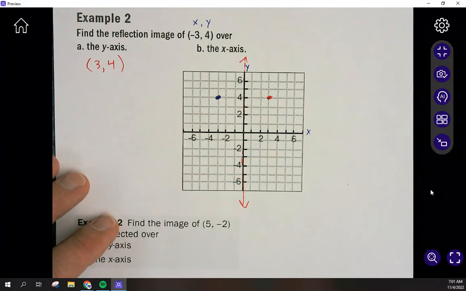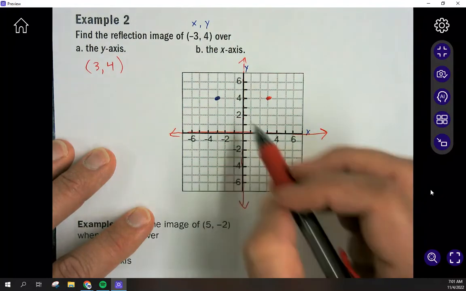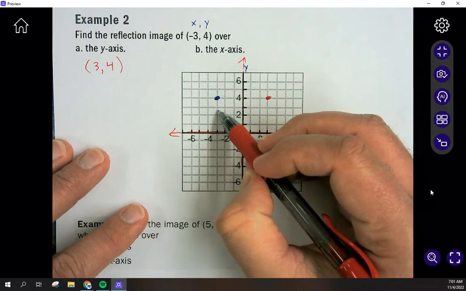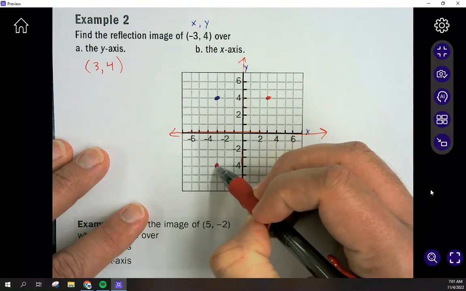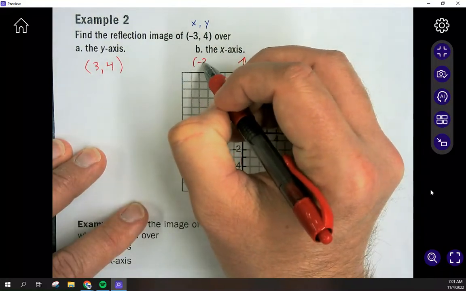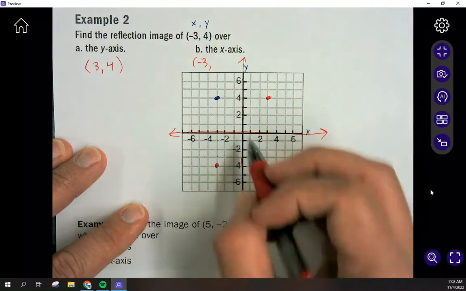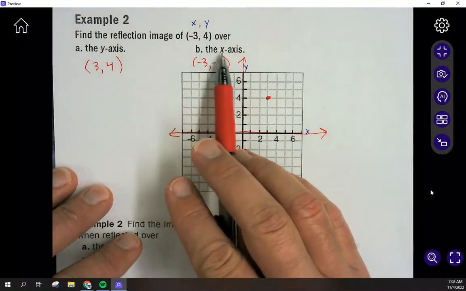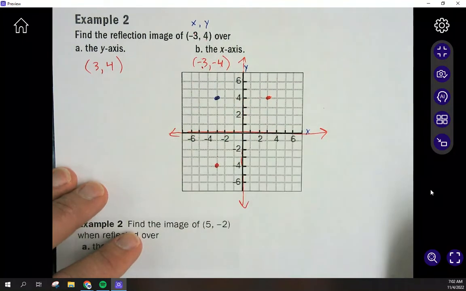So let's see what happens with the x-axis. So if this is the line I'm going to reflect it over, going back to the original, directly to the x-axis, 90 degrees, 1, 2, 3, 4. It's going to go 1, 2, 3, 4 on the other side. So that point has an x value still of -3, so that hasn't changed. But my y value now was up at 4, and now it's down at -4. So when I reflect over the x-axis, the x value stays the same, and the y value becomes the opposite.